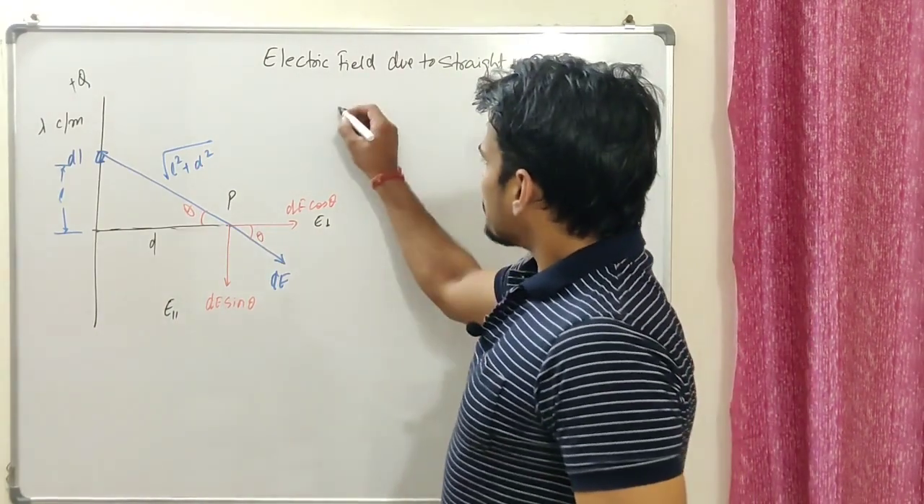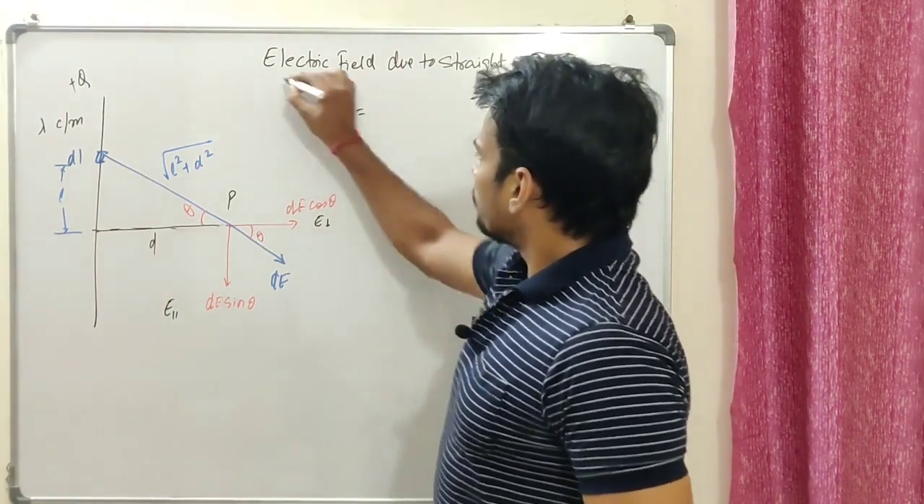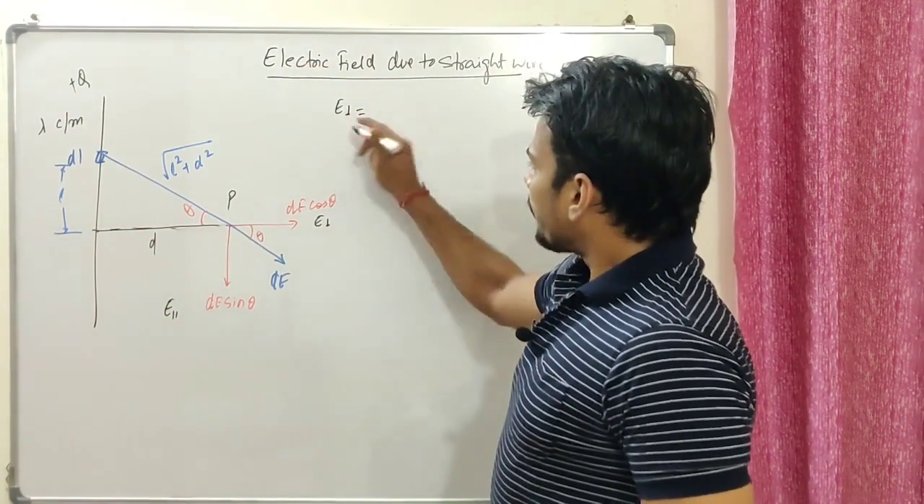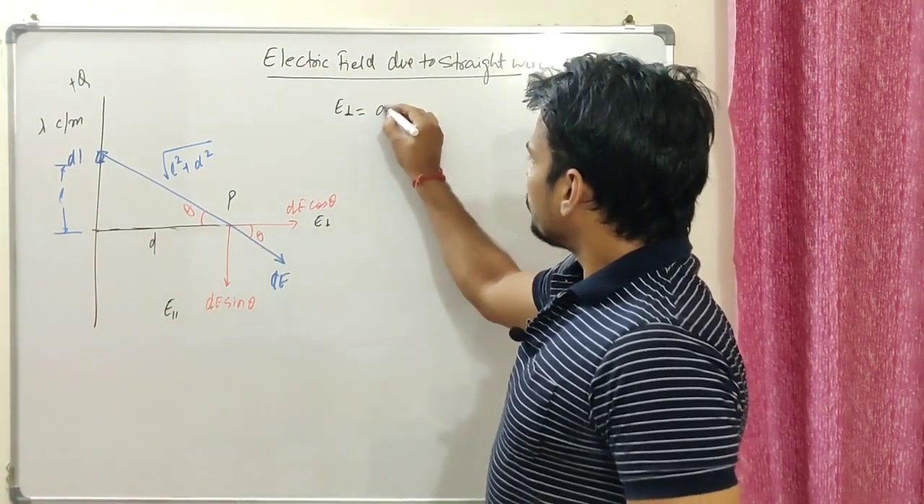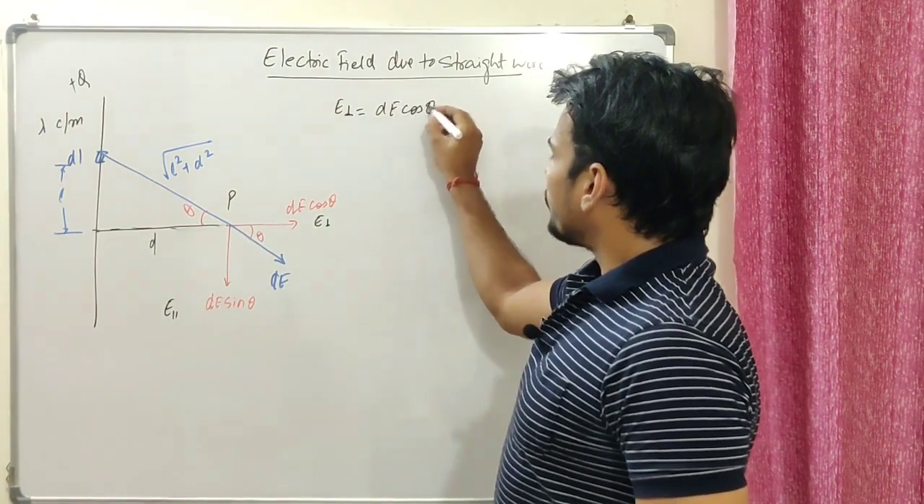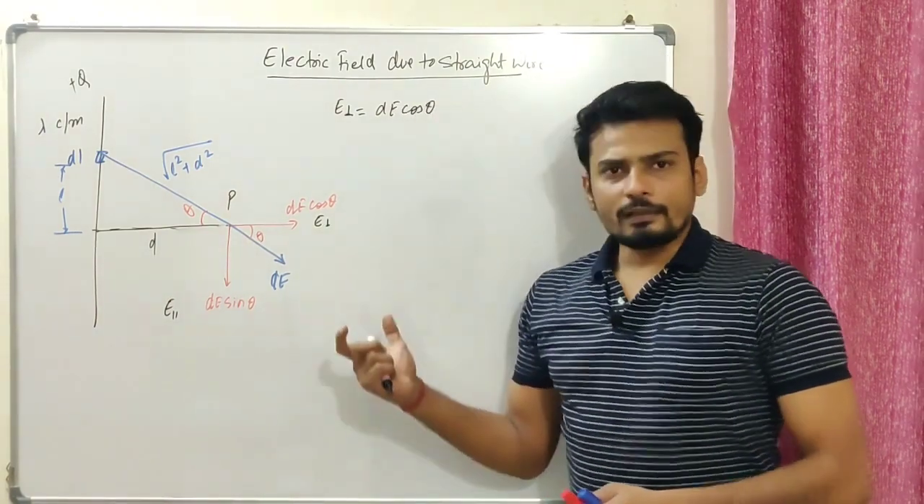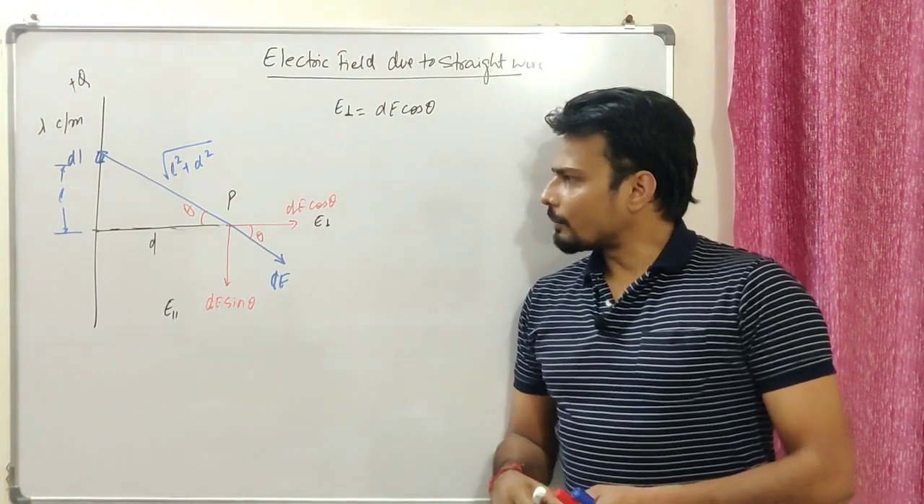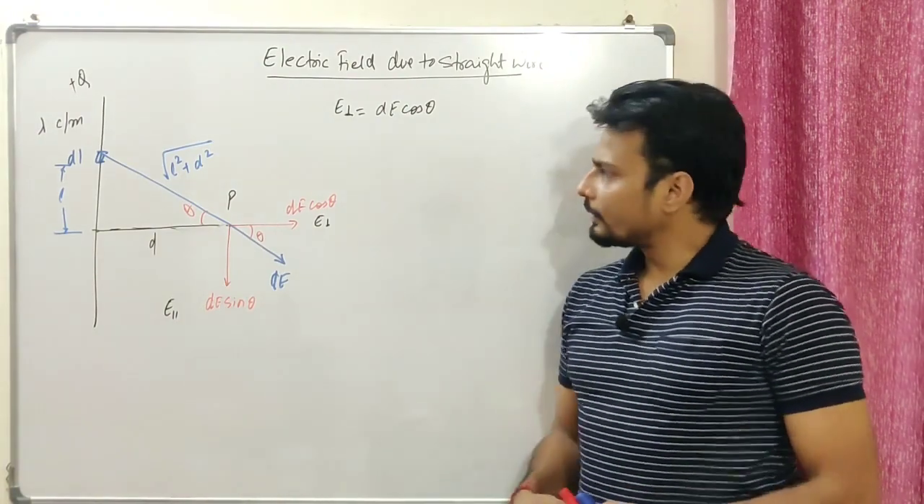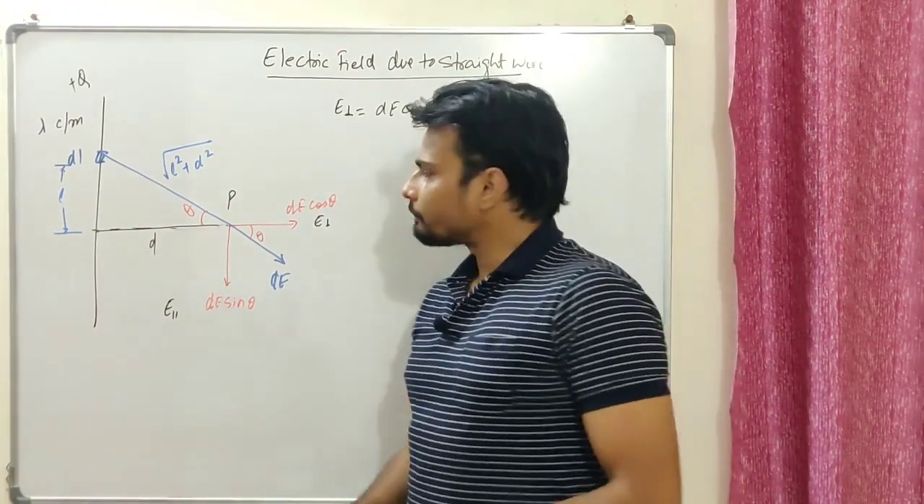Alright, then let's talk about E perpendicular. E perpendicular should be nothing but your dE cos theta. In this case, we need a little bit of the concept of integration. I'm sure you guys are done with that. If not, don't worry, I will be helping you with that as well.